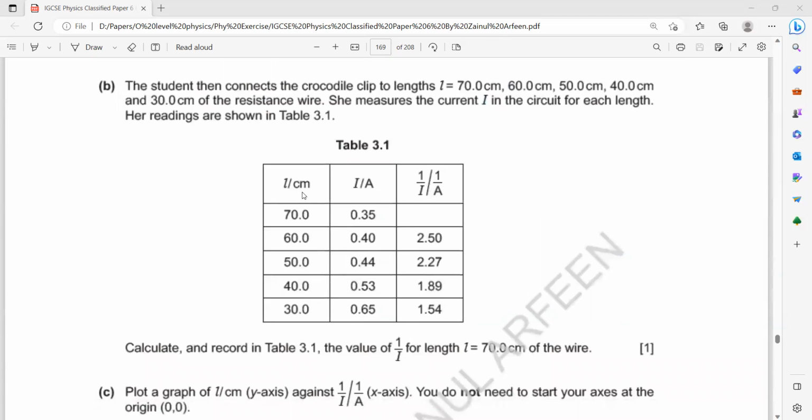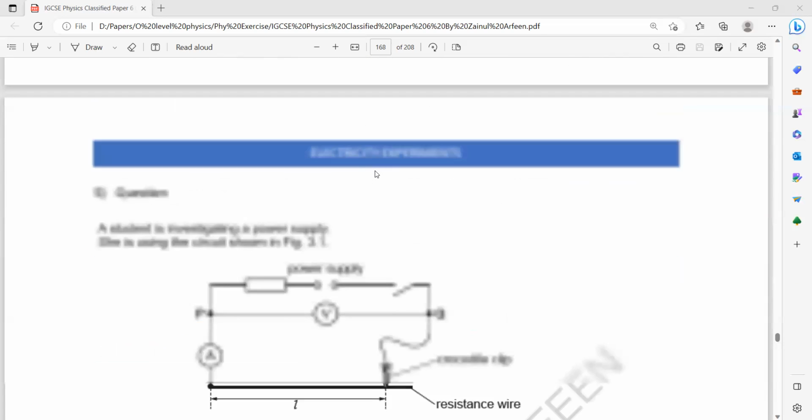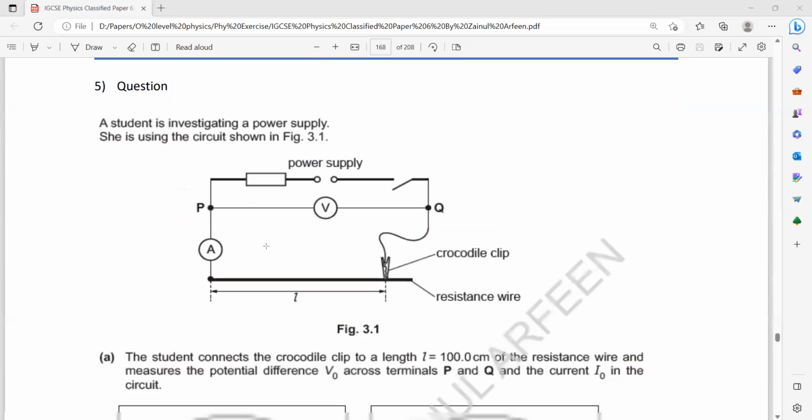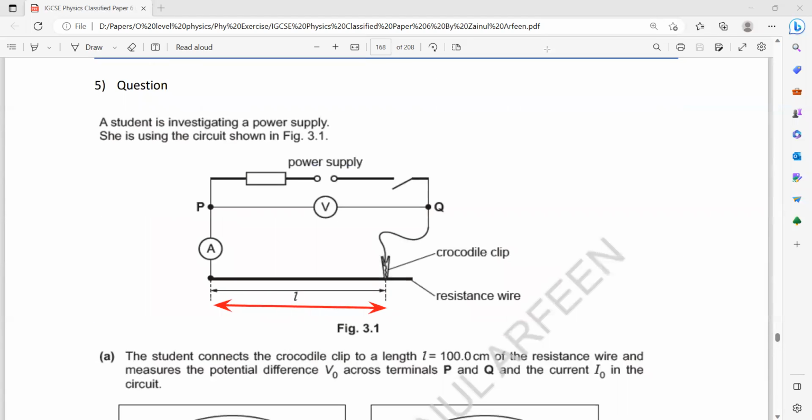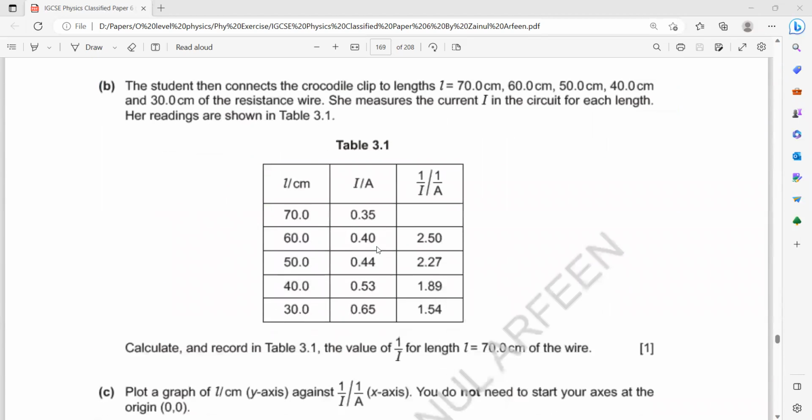Then the student connected the crocodile clip to length 70 centimeter, 50 centimeter, like changing the length between the crocodile clips. Initially, it was 100 centimeter, then changed to 70, then 50, then 40. As you can see, different sets of results are there.